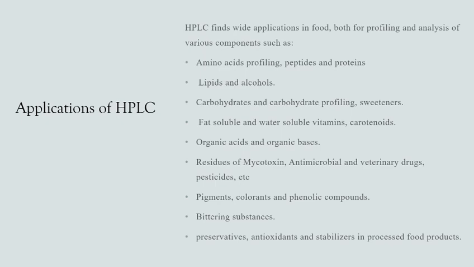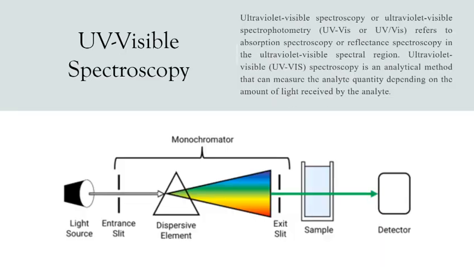Next is one of the commonly used analytical technique, that is UV visible spectroscopy. It refers to the absorption spectroscopy or reflectance spectroscopy in the ultraviolet visible spectral region. It is an analytical method that can measure the analyte quantity depending on the amount of light received by an analyte. A beam of light from a visible or UV light source is separated into its component wavelength by a prism or diffraction grating. Each monochromatic beam in turn is split into two equal intensity beams by a half mirror device.